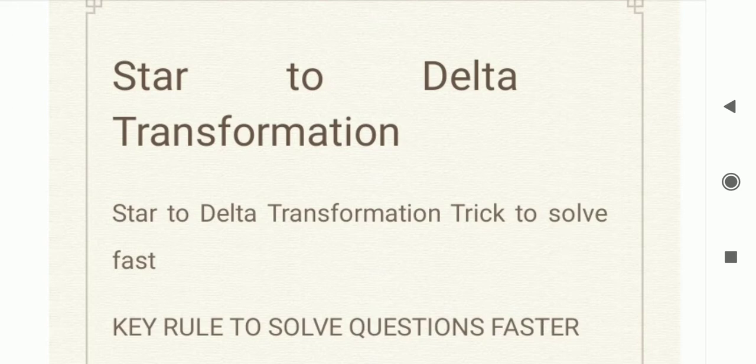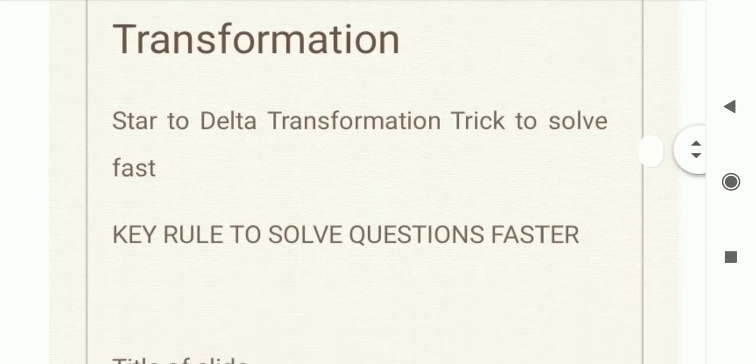First of all, we should know why we use star to delta transformation. In some networks or circuits, we don't find a parallel or series configuration. Then we have to use some alternate method to simplify that particular network. So for that network we use the star to delta transformation, or just the reverse of it, that is delta to star transformation. In this video I will be discussing star to delta transformation.